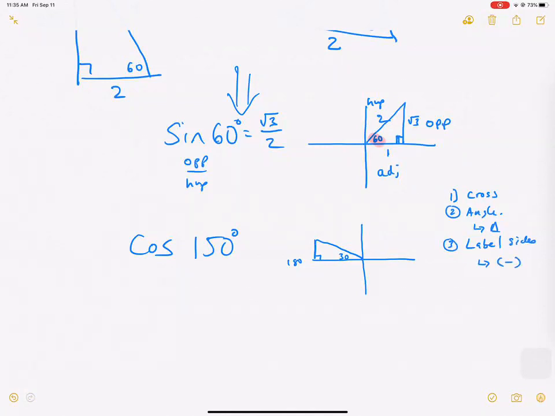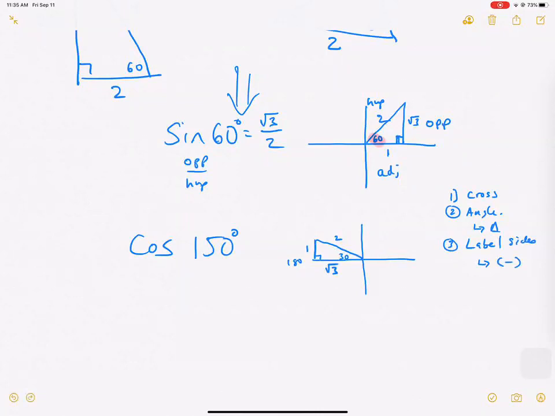Okay. 1, we drew a cross. We drew the angle. We completed the triangle. Follow that up now with labeling the sides. Are any of these sides negative? So let's forget that. It's going to be 1, 2, square root of 3. Remember, the square root of 3 always goes with the 30.